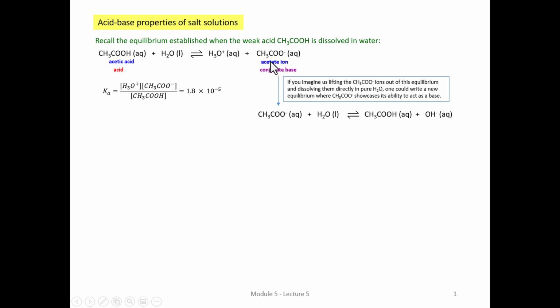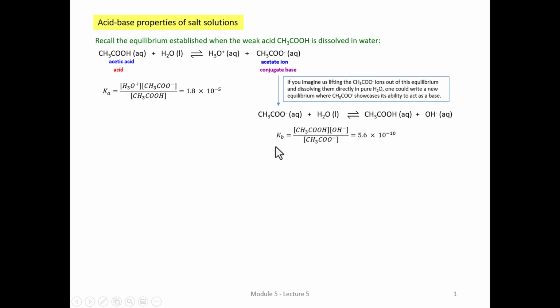We take the acetate ion out of this equilibrium and we plunge it into water, just pure water, and we find this equilibrium set up where the acetate ion will abstract an H plus from water and reform a little bit of acetic acid and some hydroxide. Again, this is an equilibrium situation.